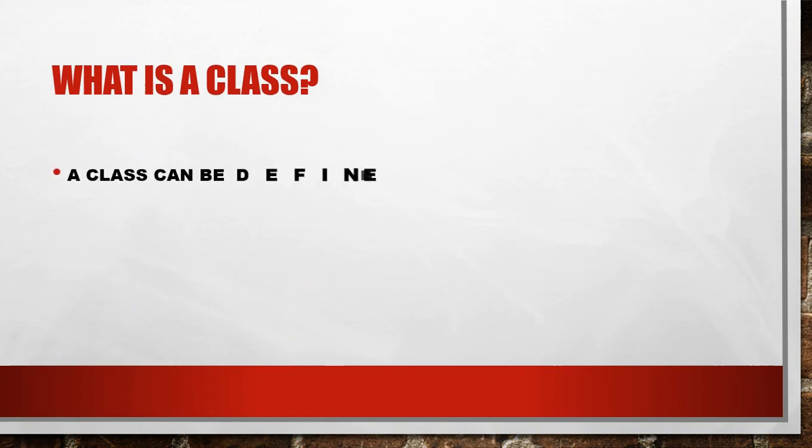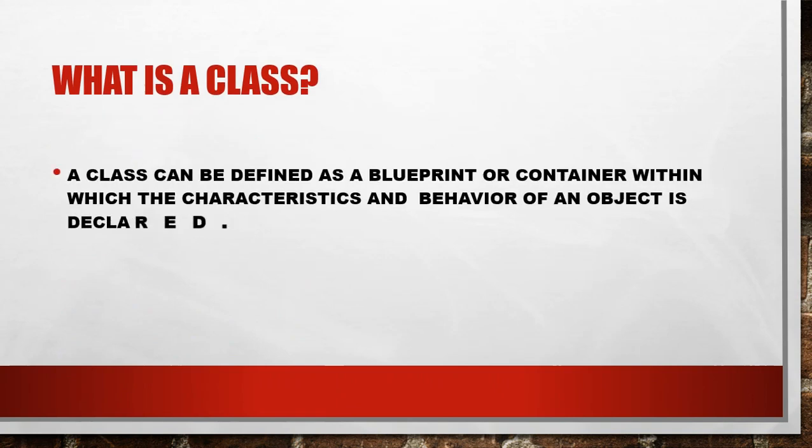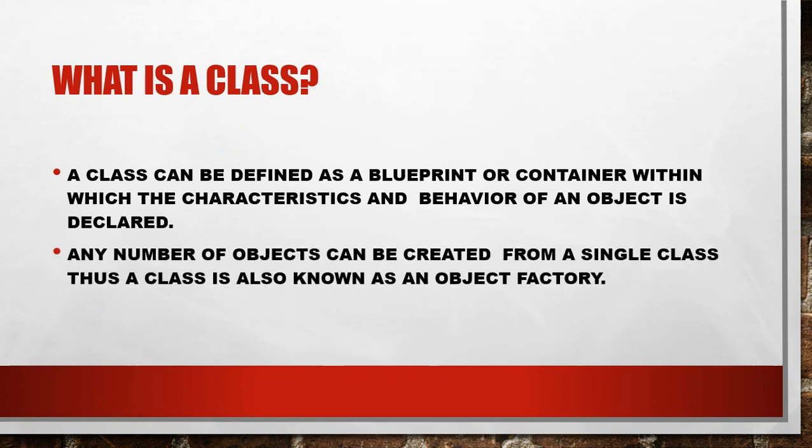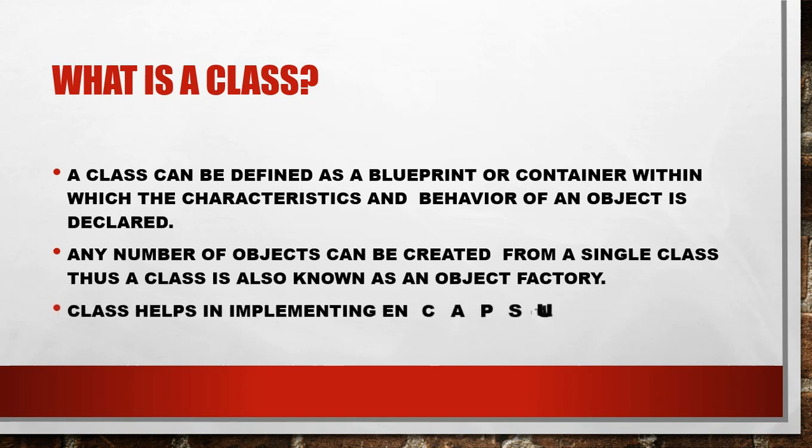So, what is a class? A class can be defined as a blueprint or container within which the characteristics and behavior of an object is declared. Any number of objects can be created from a single class, thus a class is also known as an object factory. Class helps in implementing encapsulation.